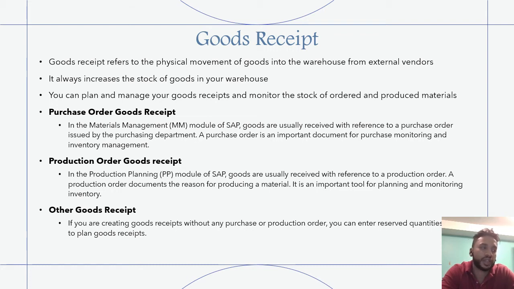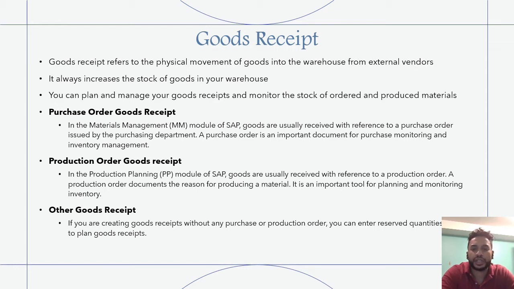So if you're ordering stuff in, you should always have goods receipts, right? That way, when something gets delivered, you know exactly how much, when, where, and why. Purchase order goods receipt is in the material management module of SAP.